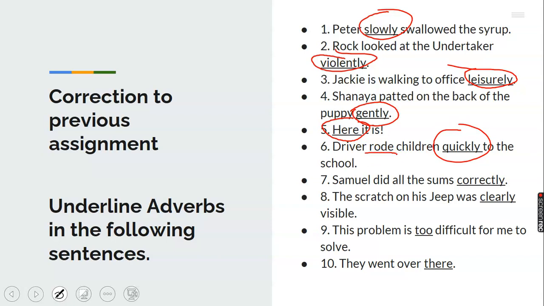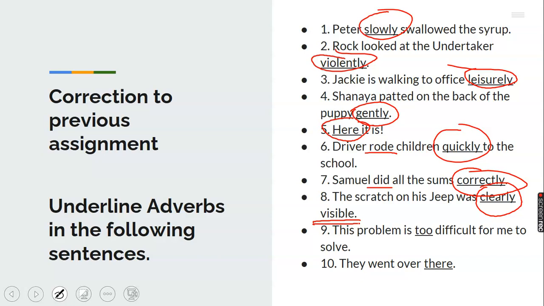Samuel did all the sums correctly. How? Did all of them correctly. Telling you how the sum was done. Telling you about the verb. Number 8, the scratch on his jeep was clearly visible. How visible? Clearly visible. This is an adverb that is qualifying this adjective. This is an adjective.